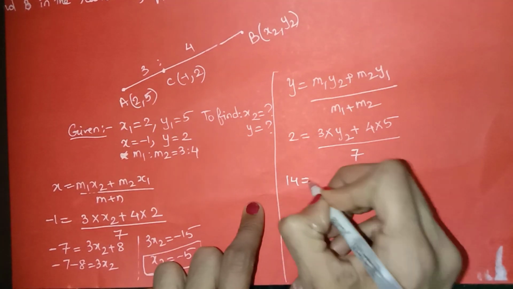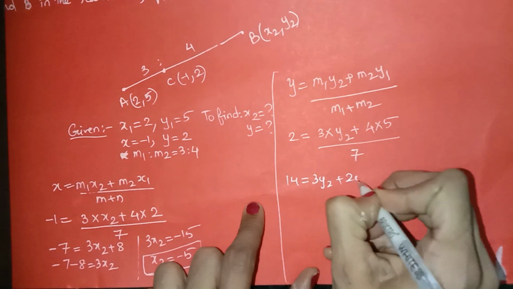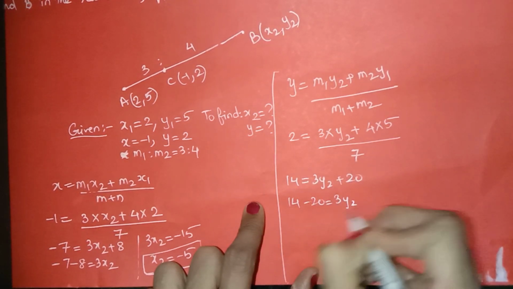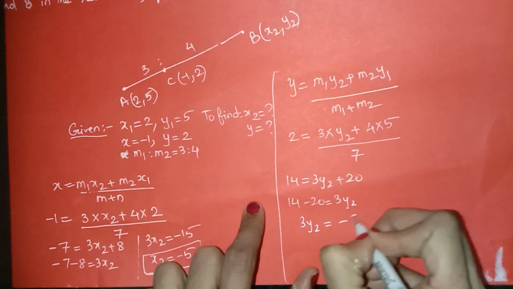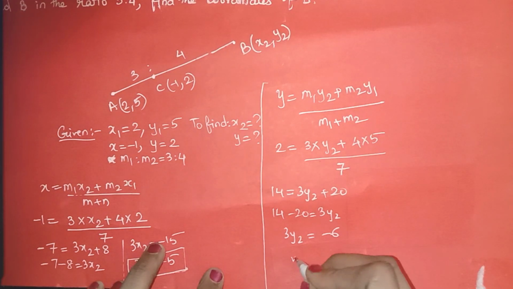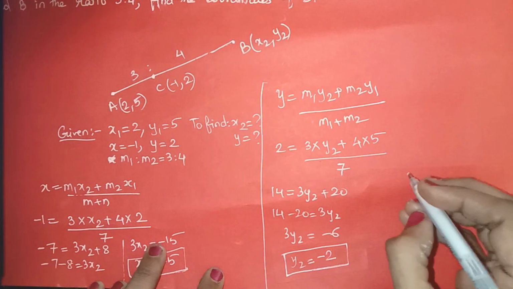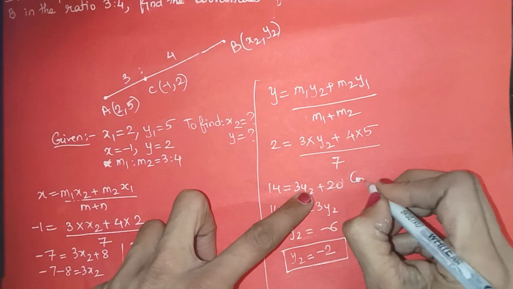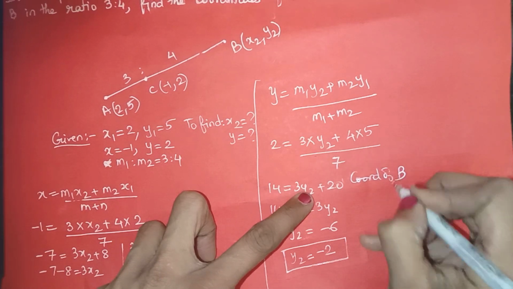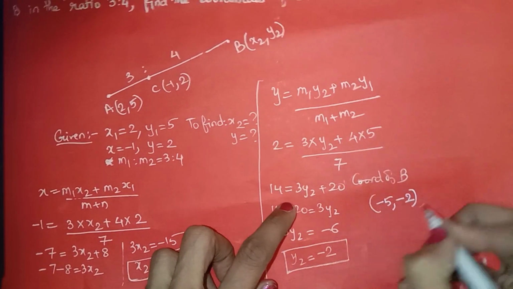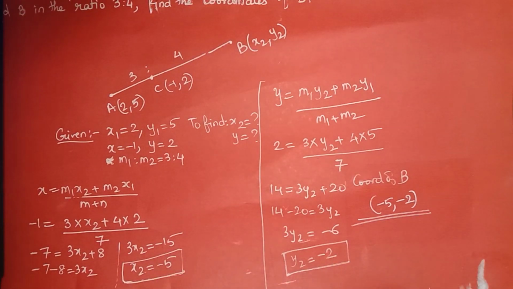So we get 14 equal to 3y2 plus 20. Let's bring the 20 to the other side. So what is 3y2? Yes, it's minus 6, which means y2 is equal to minus 2. So that's the value of y2. Let's write down the coordinates of point B. The coordinates will be x2 which is minus 5 comma y2 which is minus 2. Friends, I hope you got the answer.